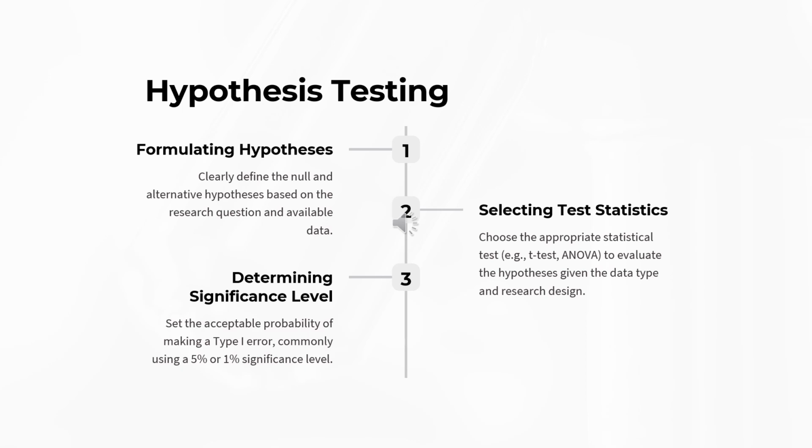Here, hypothesis testing basically involves formulating a clear hypothesis, selecting the appropriate test, and setting a significance level. These three steps are basically done to draw conclusions about population parameters based on the sample data.